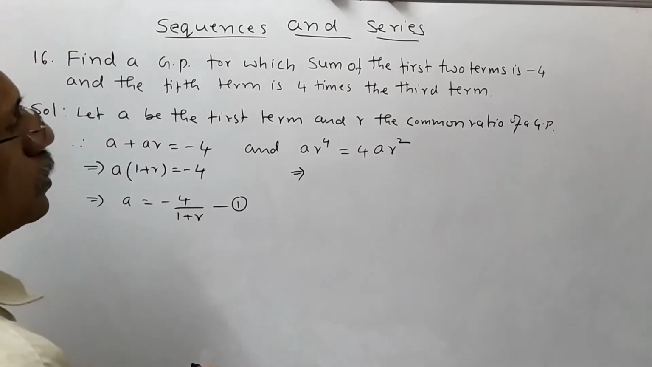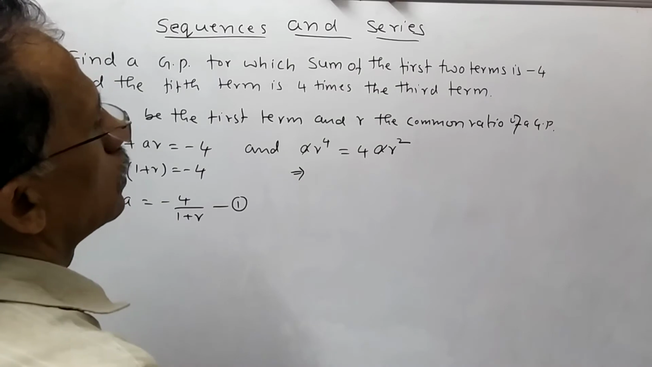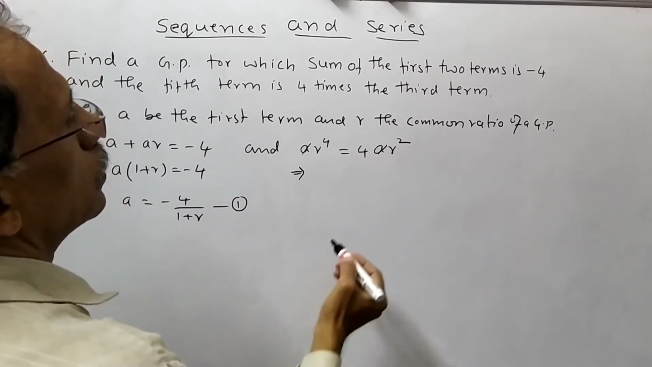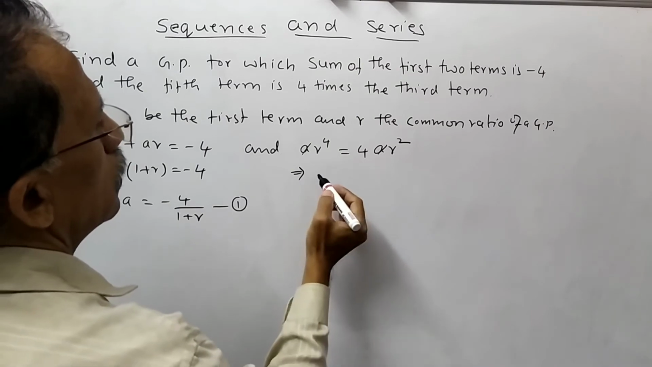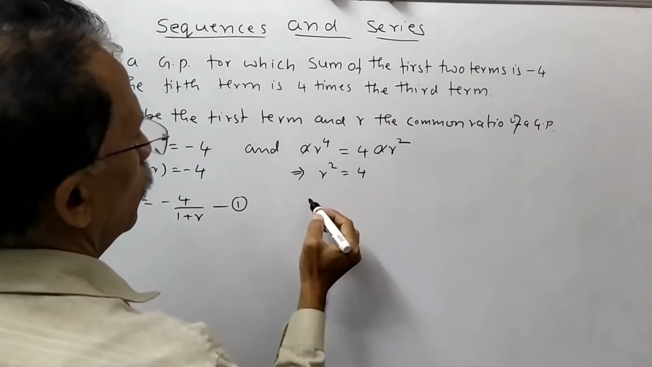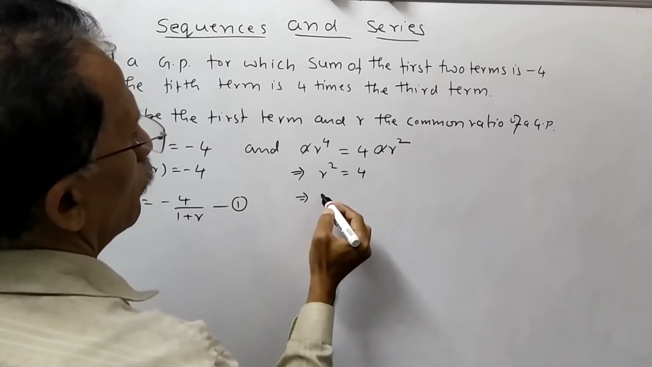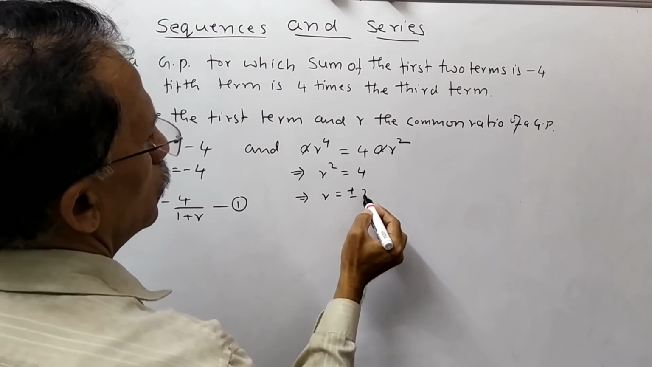Second condition implies A and A we can cancel, R square and R square we can cancel. Then we will get R square is equal to 4. This implies R is equal to plus or minus 2.